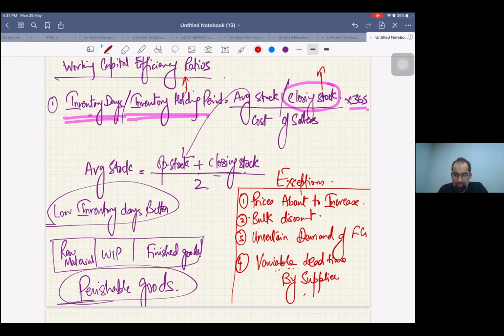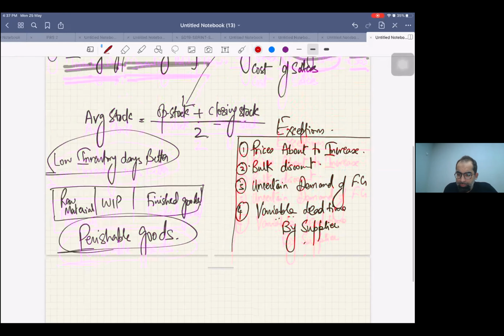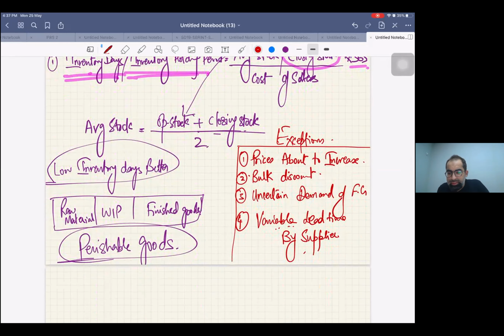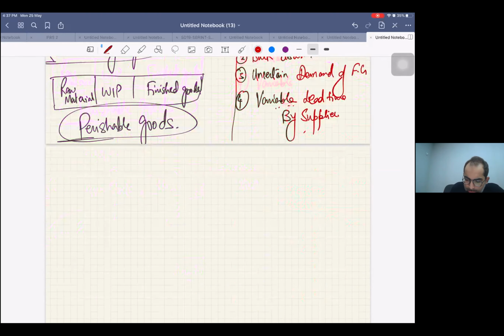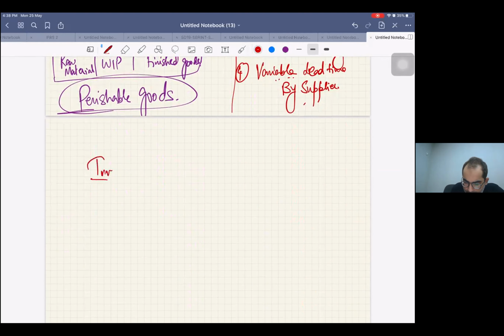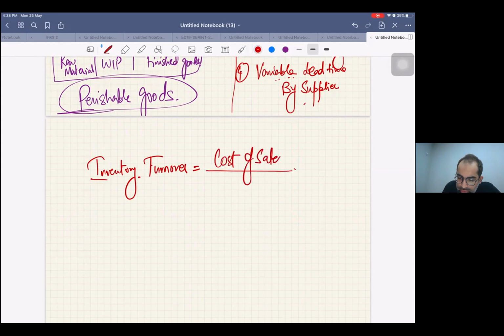Okay. Now, there is one more ratio, which is the reciprocal of this ratio. This is inventory days. The reciprocal ratio is inventory turnover. I just used the word reciprocal. And the formula of inventory turnover is cost of sales divided by average stock or closing stock. That's it.